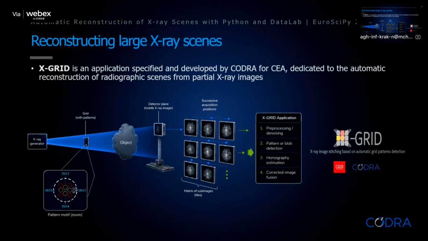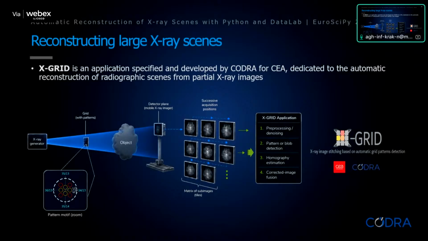It also can be a movable detector that you will use to do different acquisition positions and different shots, and you obtain the same kind of matrix of sub-images that you need to reconstruct afterwards.